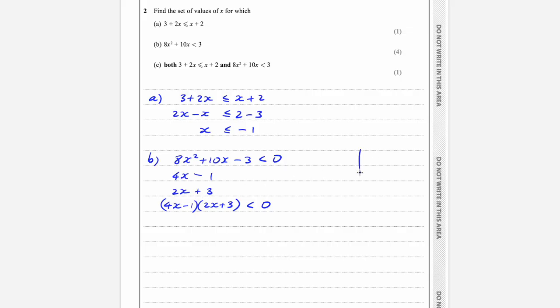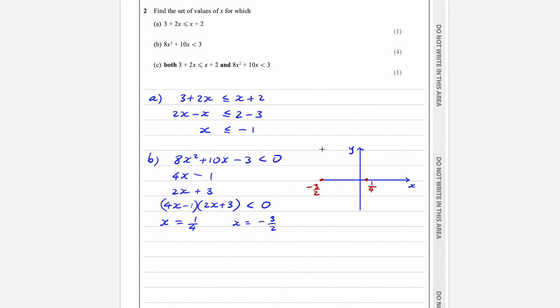Then we sketch it, guys. We sketch to solve a quadratic inequality. Graph it, with x and y, and then we get the roots. So this is 1 over 4, and this is negative 3 over 2. We then sketch these. 1 over 4 is here, and negative 3 over 2 would be here.